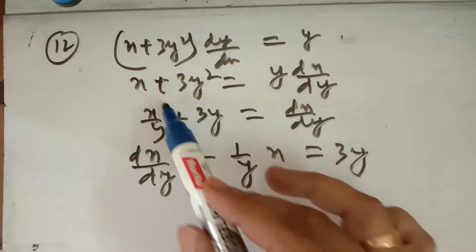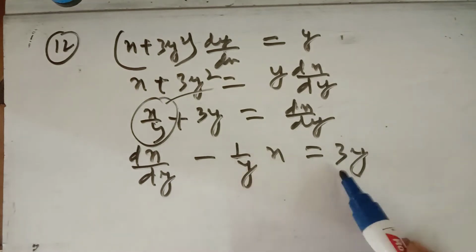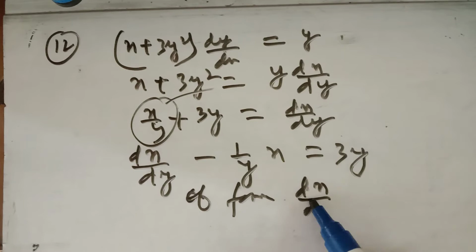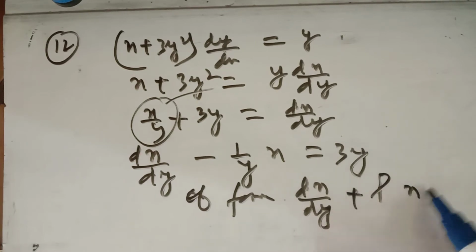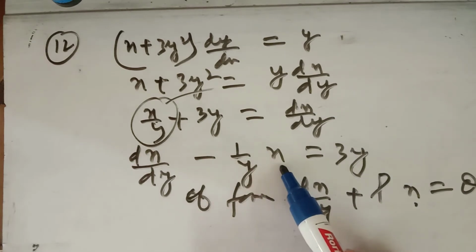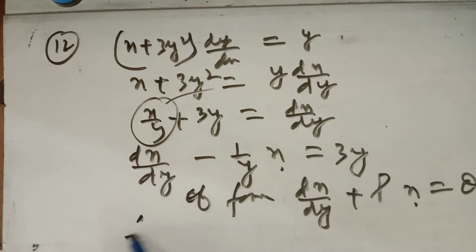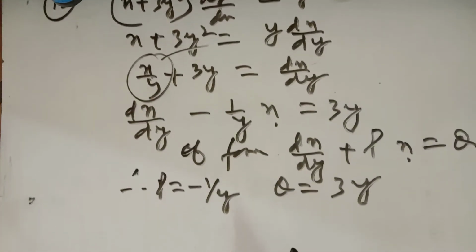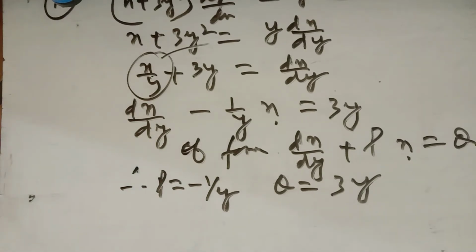I have taken this to the right hand side because it should be of the form dx upon dy plus px is equal to q. P is the coefficient of x. So I have taken this term containing x to the left hand side. So therefore p is equal to minus 1 upon y and q is equal to 3y. So this is the standard form of linear differential equation of second type. And now you proceed as usual, as we have done in the previous question.